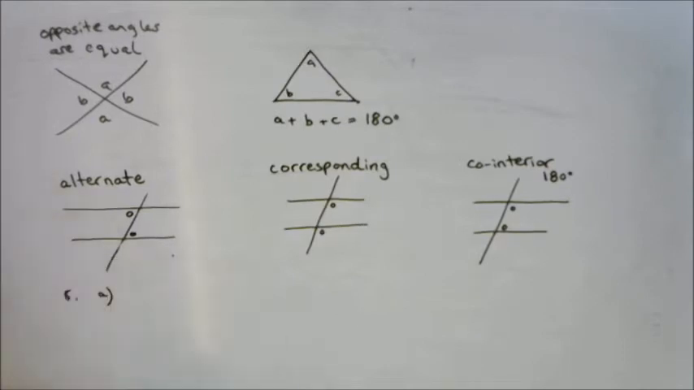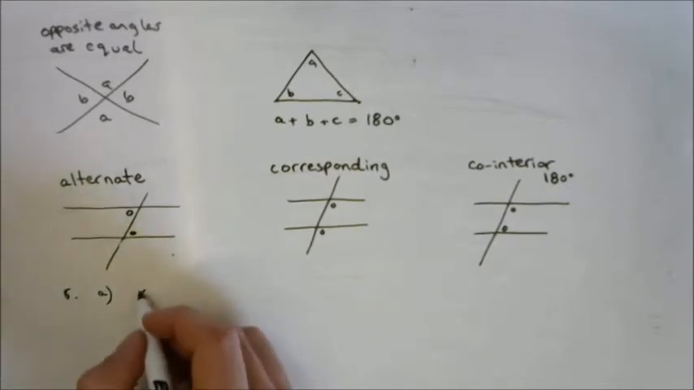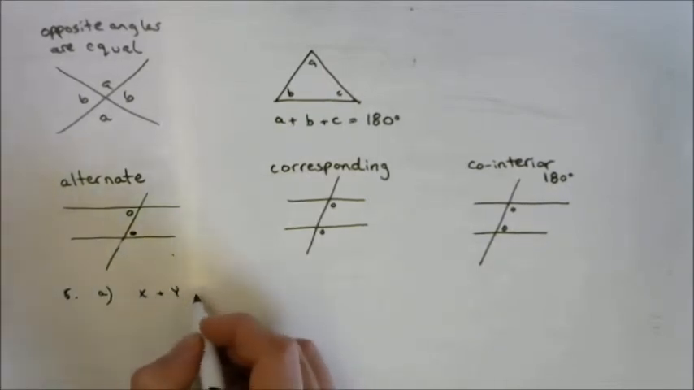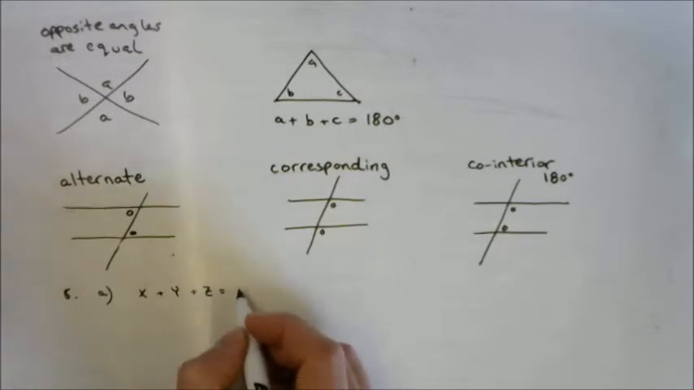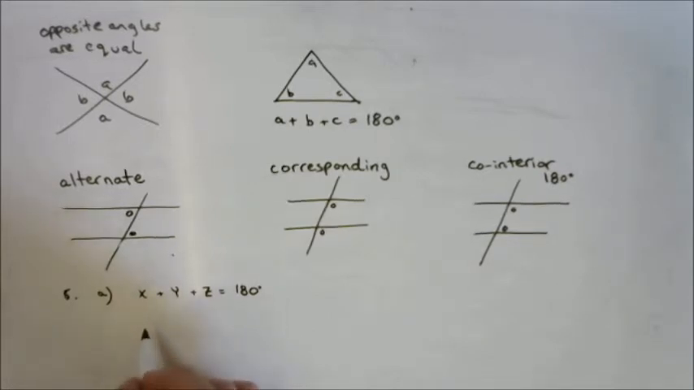Number 5A. Find the measure of the third angle in each triangle. So we're finding the measure of angle Z. Equals 50. Oh, wow, you shout it out for everybody.